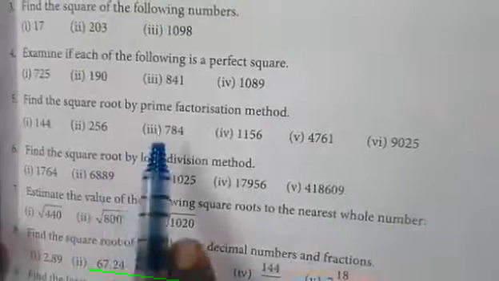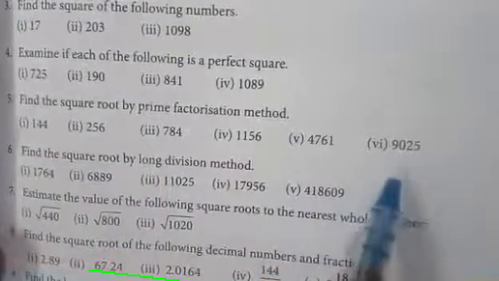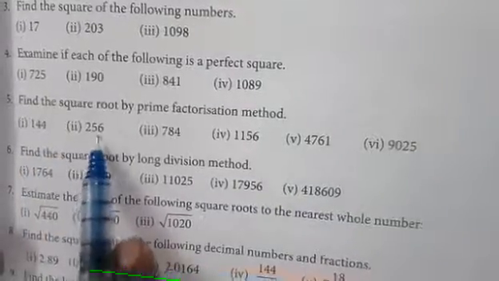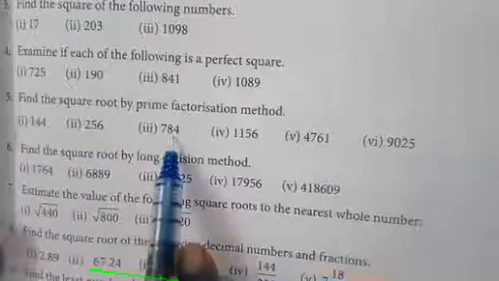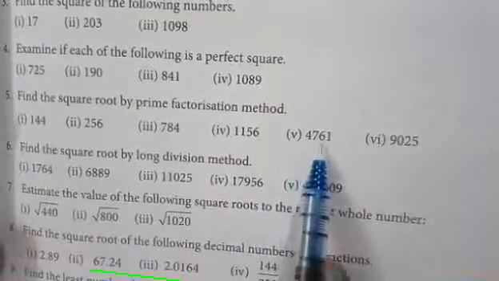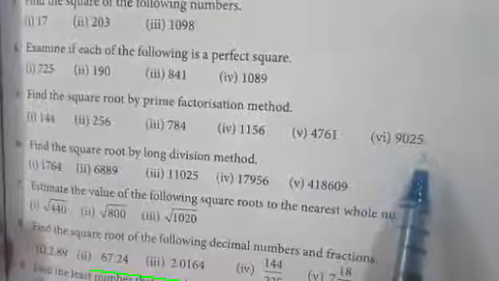Fifth problem, find the square root by the prime factorization method. Here 6 problems are given, and 3 sums I am going to teach you. The first problem 144, second problem 256, third one 784, fourth 1156, fifth problem 4761, sixth problem 9025.